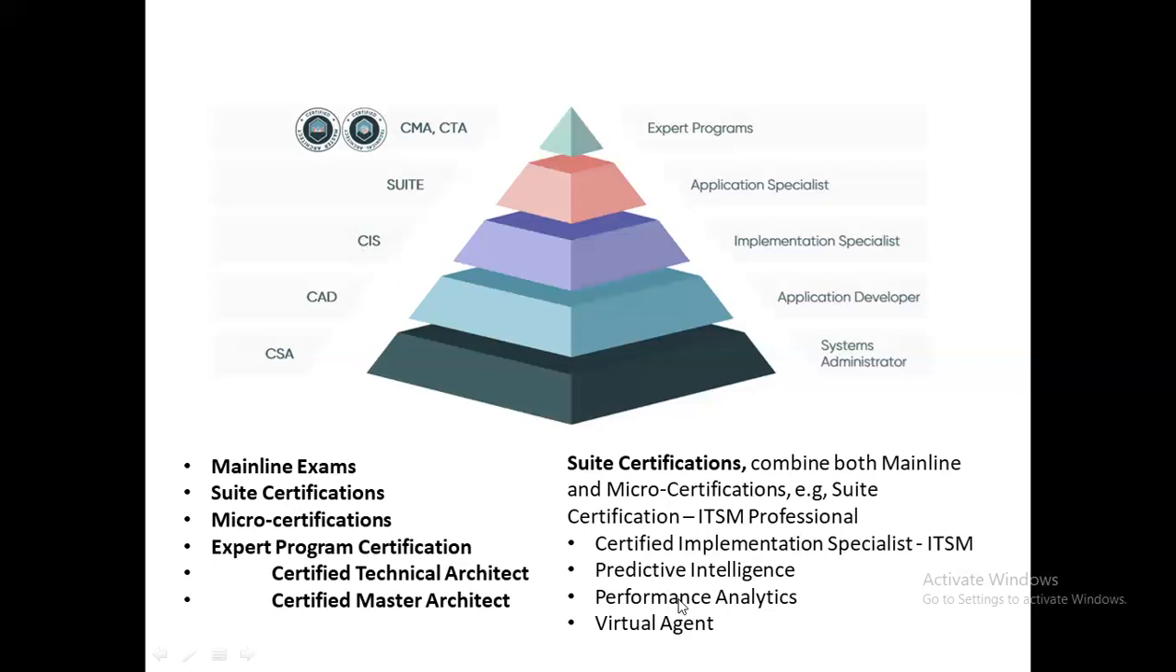Then you have to do three micro certifications: predictive intelligence, performance analytics, and virtual agent. To be honest, these three are quite common in most of the certifications because these are now platform capabilities, and advanced ones at that. So once you do these three, you can club them together with any other mainline exam and get the suite certification. This is where I said strategy does matter. You design your path so that you get the maximum output with the minimum input. Identify those minimum micro certification exams which are repeatedly used for multiple suite certifications.